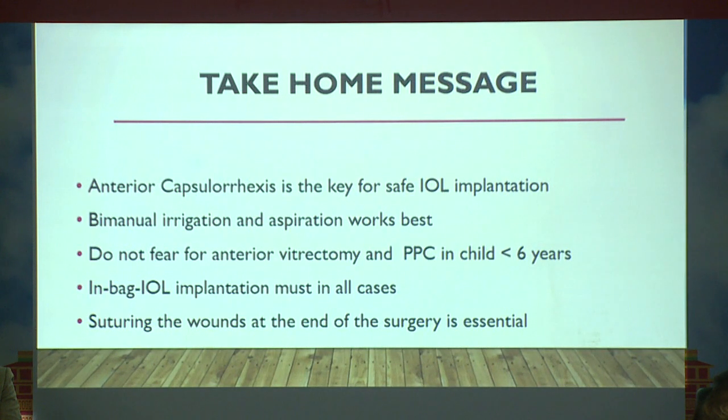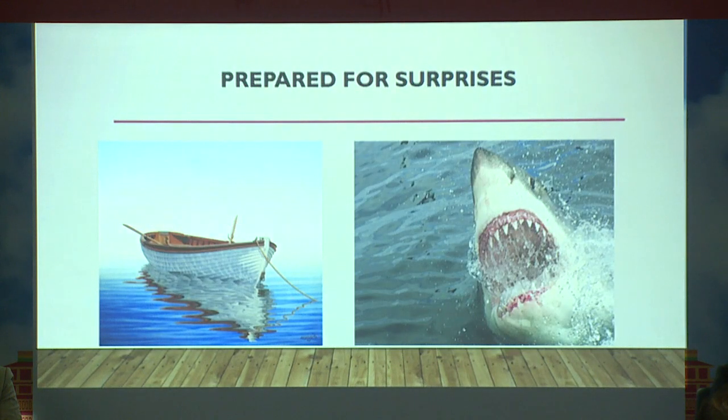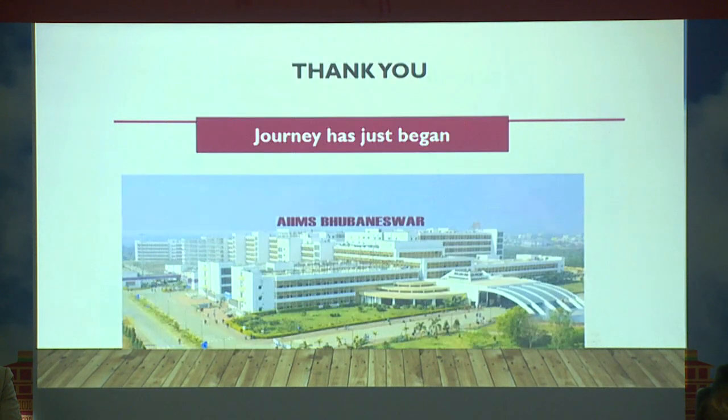So anterior capsulorhexis is the key for safe IOL implantation, and do not fear anterior vitrectomy in children. In most of the cases, the IOL should be inside the bag, and never leave the wounds without suture, because you may have difficulty, and multiple times you cannot take the children for GA. So be prepared for all types of surprises, and it is just said that if you are dealing with a pediatric cataract, the journey has just begun.